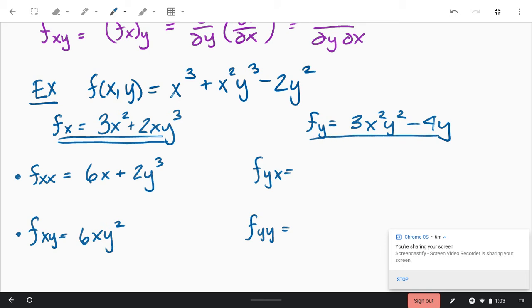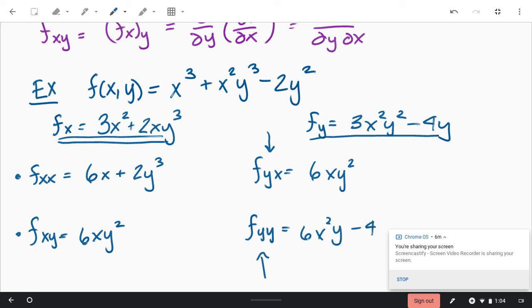Okay. Both of these show that you take the partial with respect to y first. Okay. The top one, though, now we do it with respect to x. So we'd have 6xy squared minus 0. The second one we do with respect to y. So 6x squared y minus 4.